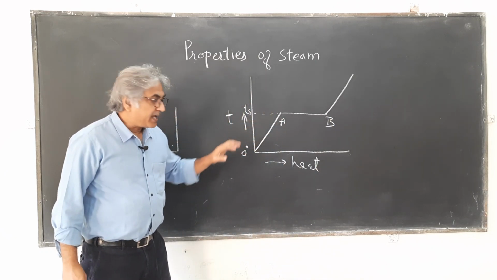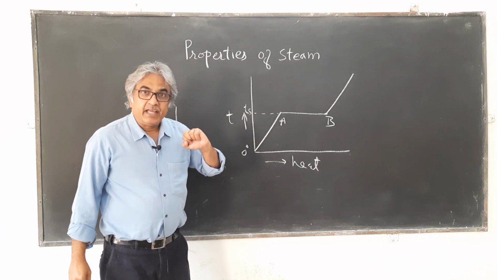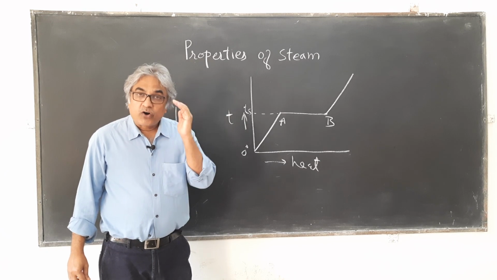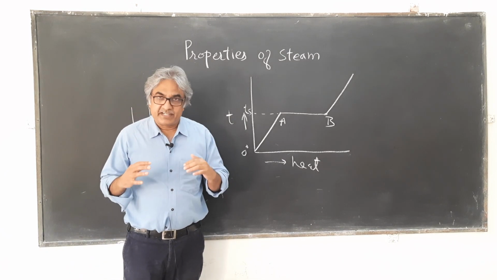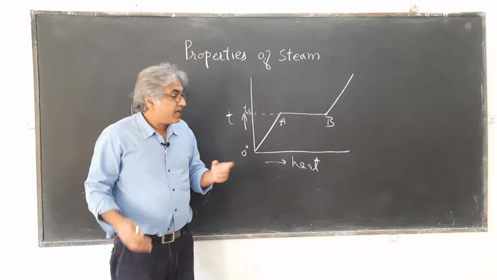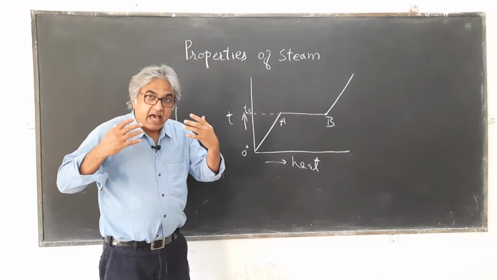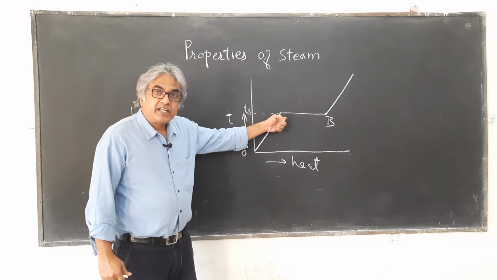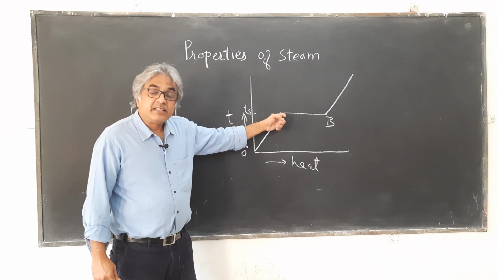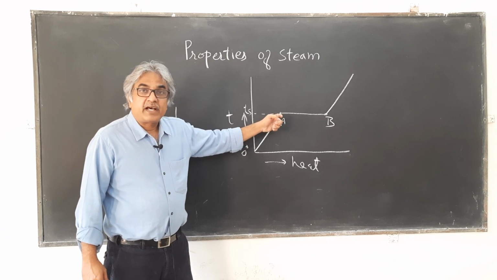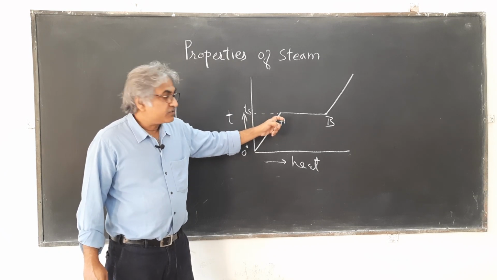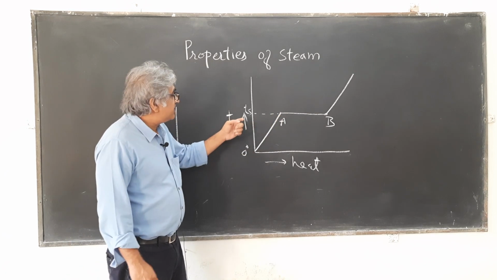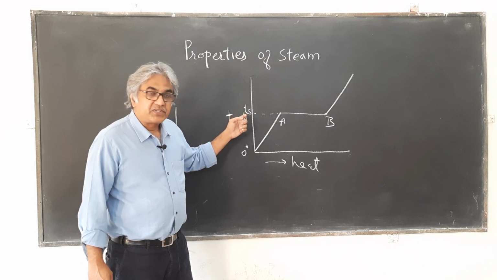Let's talk about point A. At point A, the water has just reached saturation temperature. However, its phase is still liquid. It has not evaporated, so there is no vapor formation as yet, but the water has reached saturation temperature. This condition of water is called the saturated liquid condition. So A is the saturated liquid condition, the word saturated because it is liquid at saturation temperature.